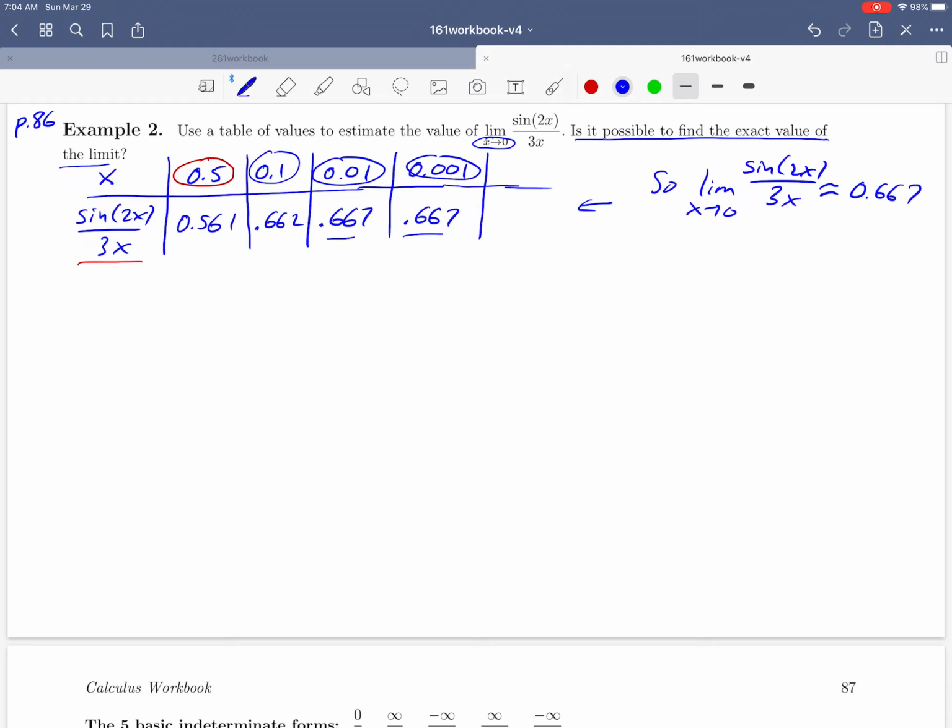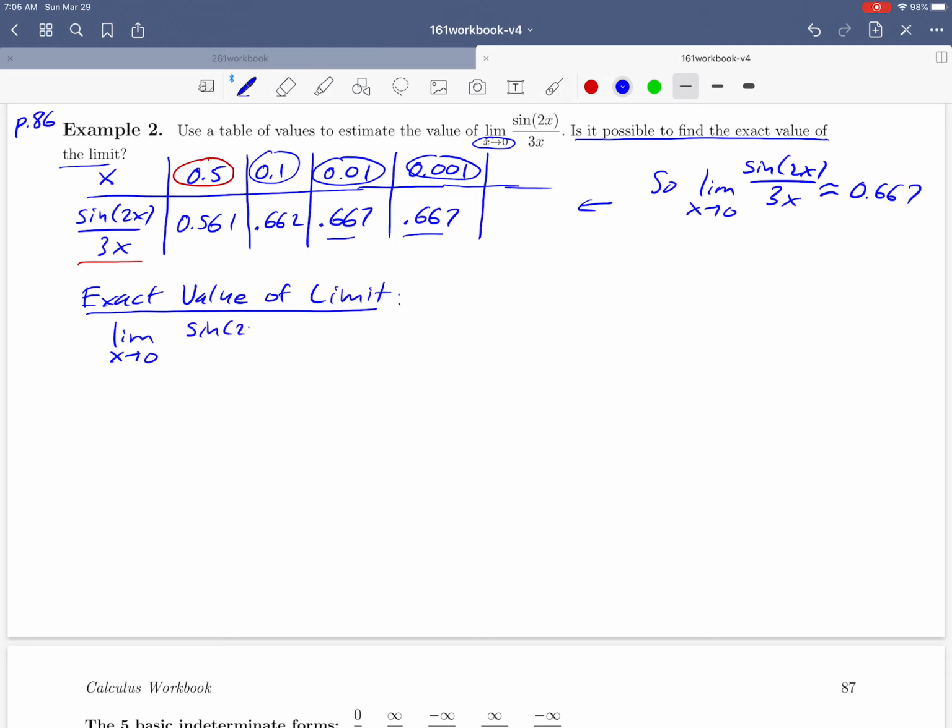So we've got an estimate of our limit to 3 decimal places, but then they ask us an interesting question. Is it possible to find the exact value of this limit? It turns out that there is, using a tool called L'Hopital's Rule, which is new to us. I'm going to demonstrate what that looks like. So, the exact value of the limit.